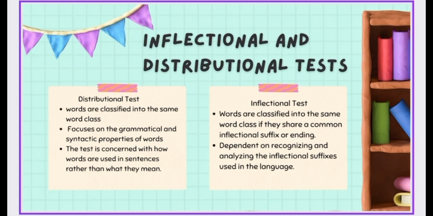Inflectional test. In the inflectional test, words are classified into the same word class if they share a common inflectional suffix or ending. This test relies on identifying inflectional patterns in a language. It is dependent on recognizing and analyzing the inflectional suffix used in the language. For example, words like big and bigger belong to the same word class because they share the inflectional suffix er. This test is particularly relevant in languages with a rich inflectional system where words change their forms to convey grammatical information.